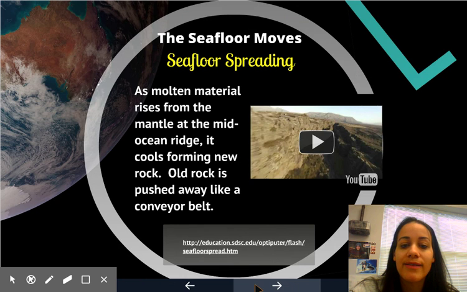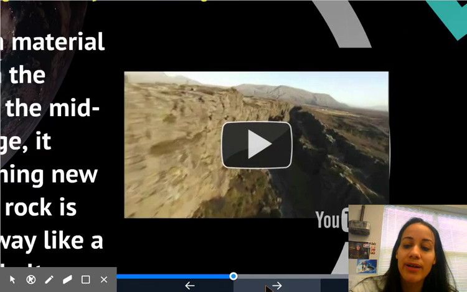Okay, so as the molten material rises from the mantle at the mid-ocean ridge, it cools, which forms new rock, and the old rock is pushed away like a conveyor belt.